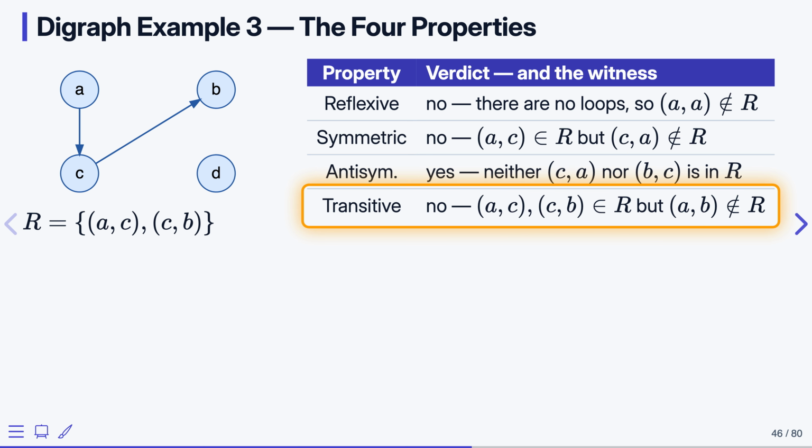Is it transitive? No. Walk from A to C, then from C to B. That is a 2-step path from A to B, so we would need a direct arrow from A to B. There is none. The shortcut is missing.